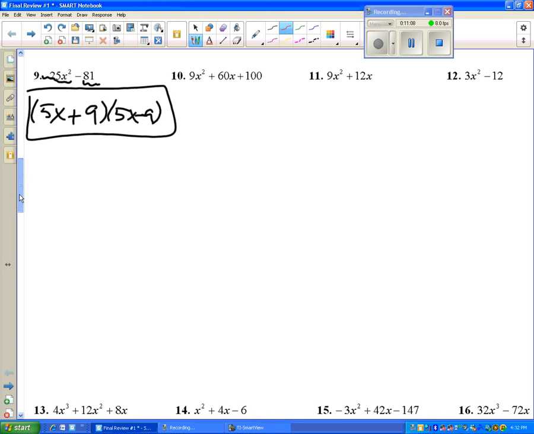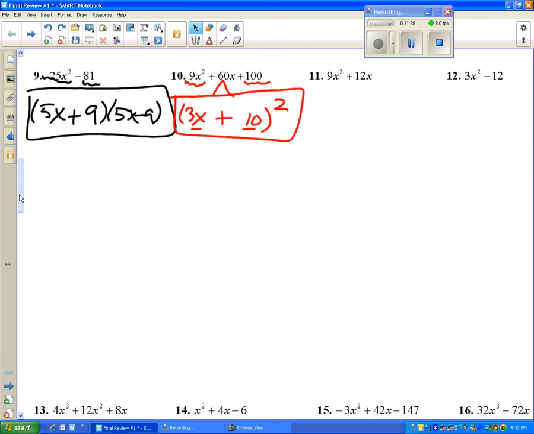Number 10, same questions. Is there a greatest common factor of 9, 60, and 100? The answer is no. Again, see if these are perfect squares. Is 9x squared a perfect square? Yes. What? 3x. Is 100 a perfect square? Yes. What? 10. If I multiply those, 3x times 10, I get 30x. If I double it, I do get 60. So this is my answer, a perfect square trinomial.